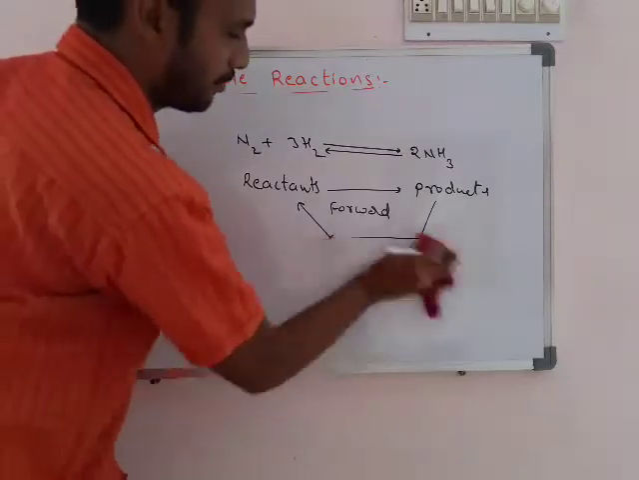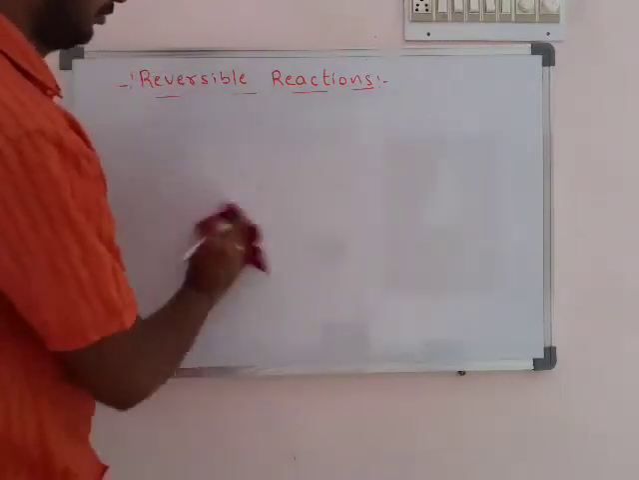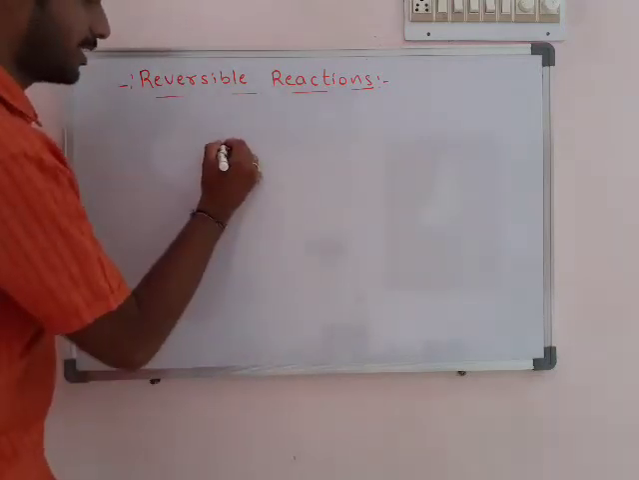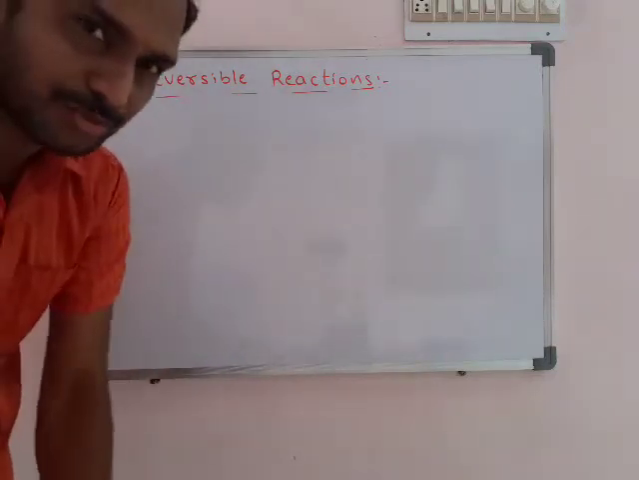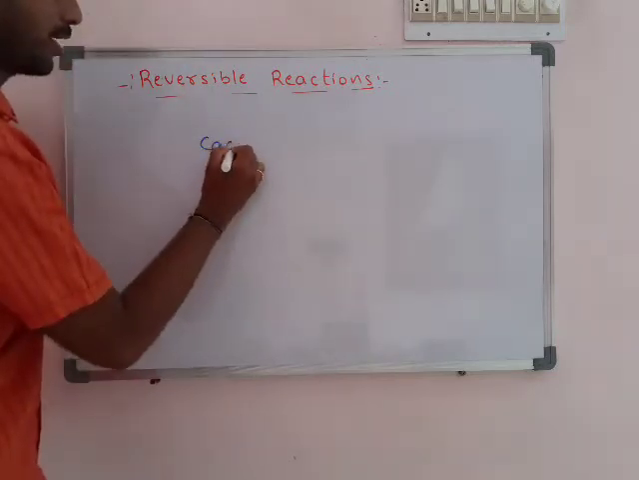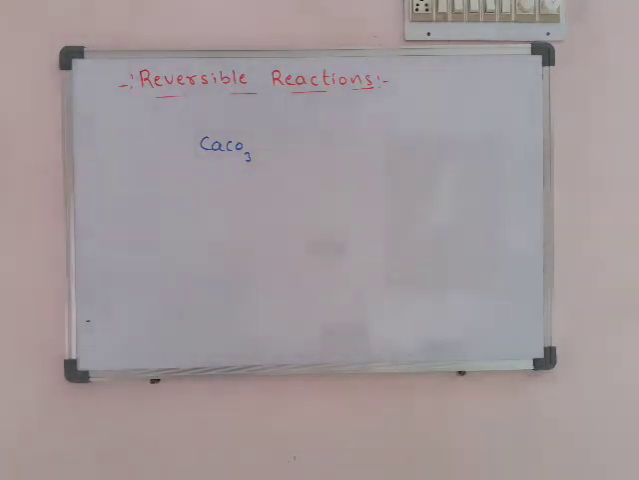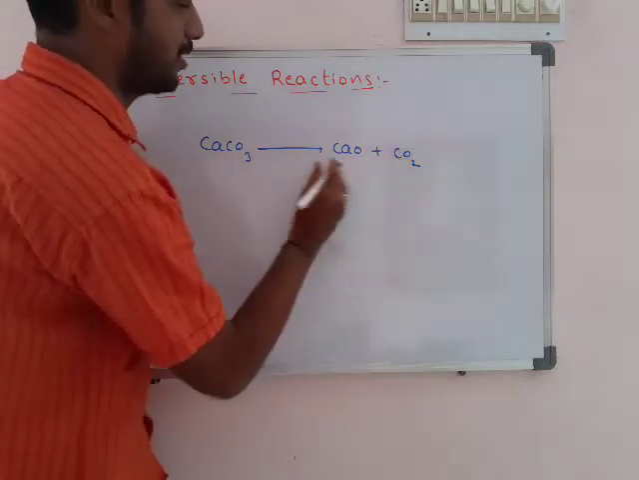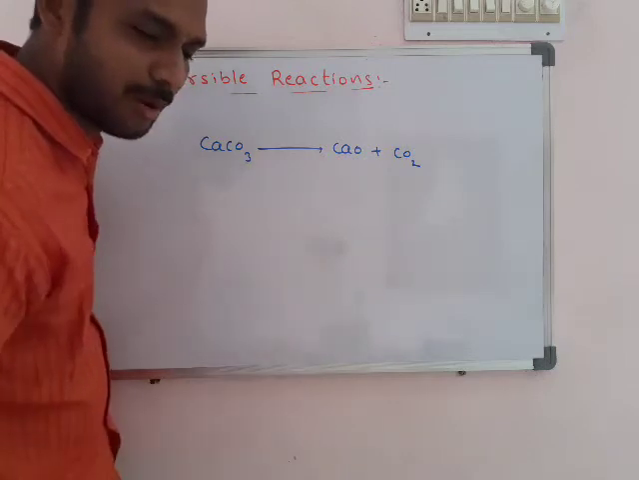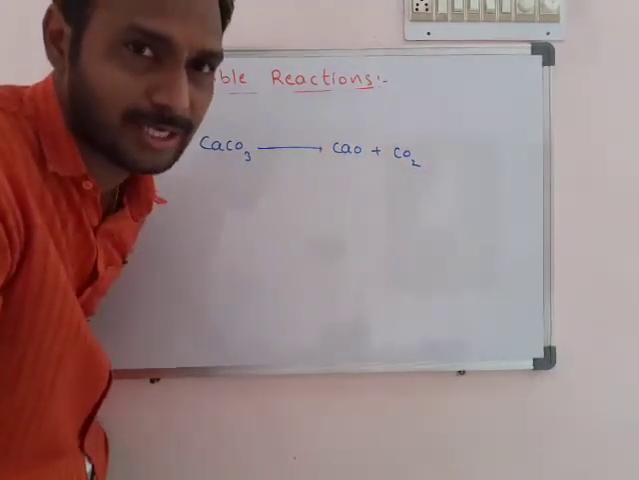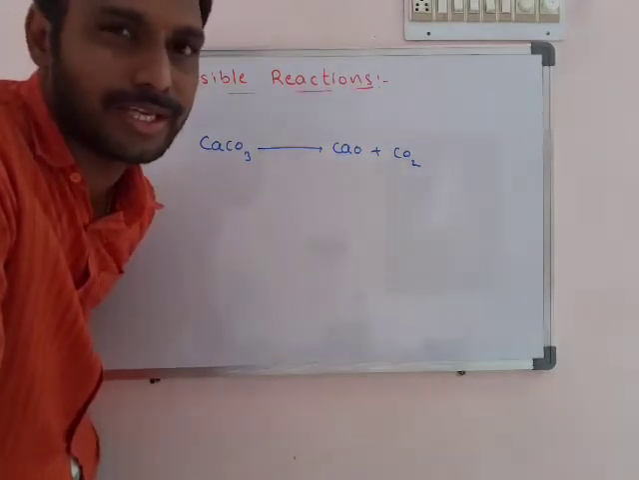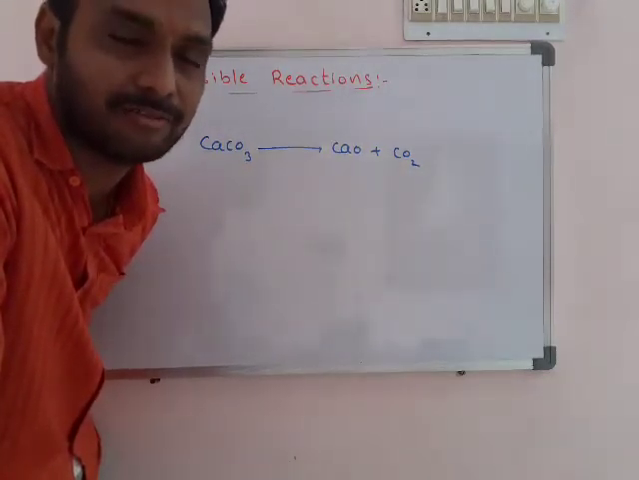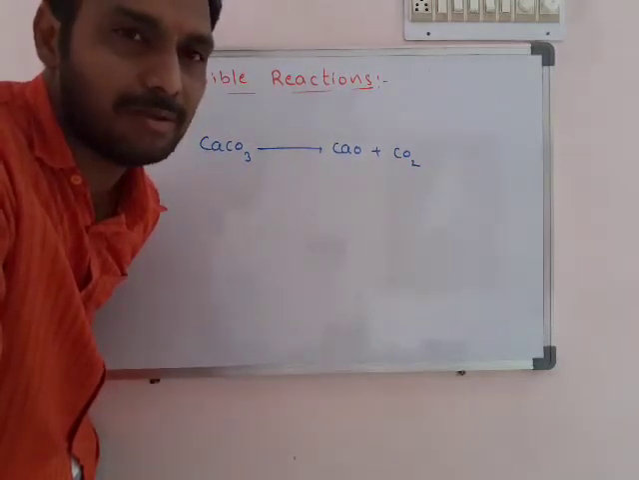Now we will see some examples of a reversible reaction. Just now we said that on heating calcium carbonate, we know that CaO plus CO2 is formed. So the forward reaction takes place. This is experimental. We cannot check all reactions ourselves. These are all experimentally given reactions, and whether a reaction reverses or not is given in the book for us.